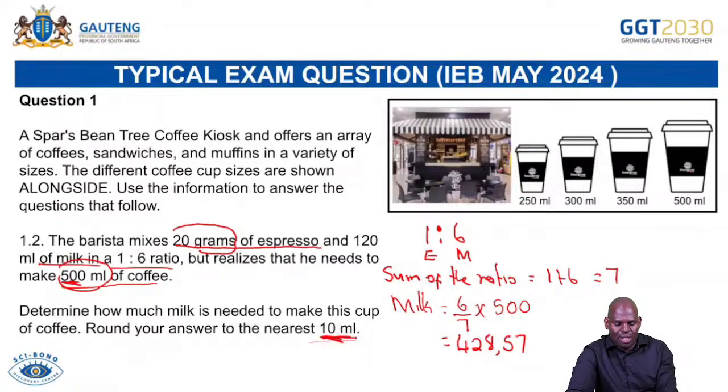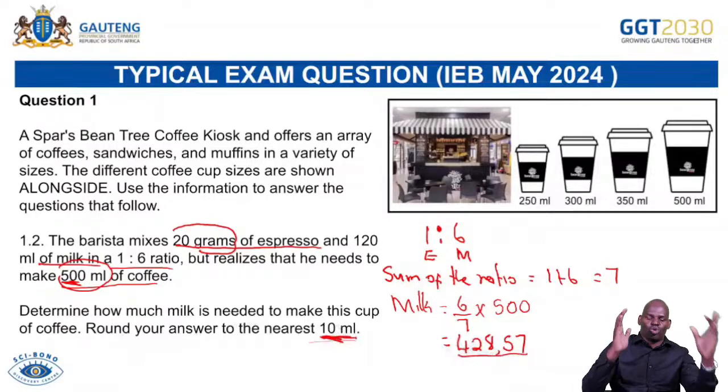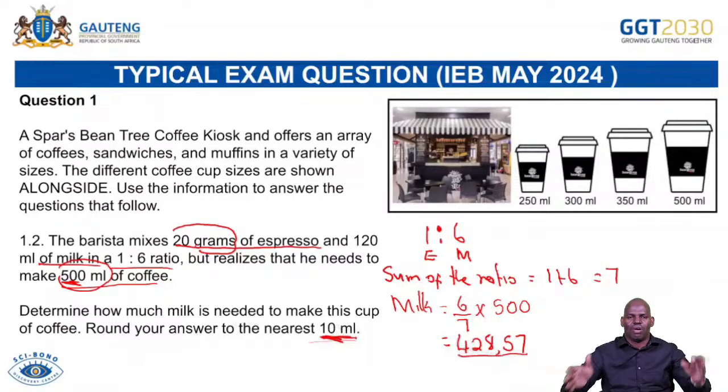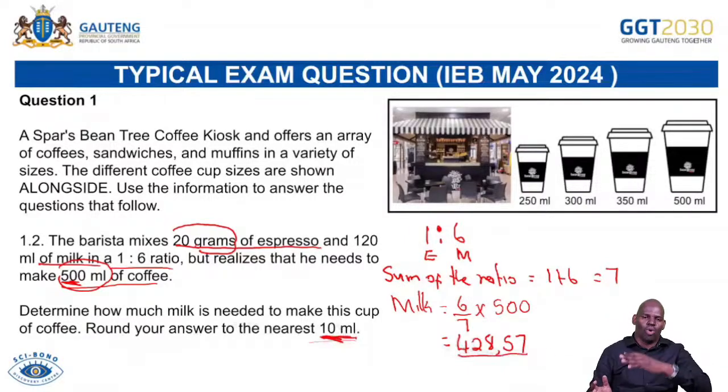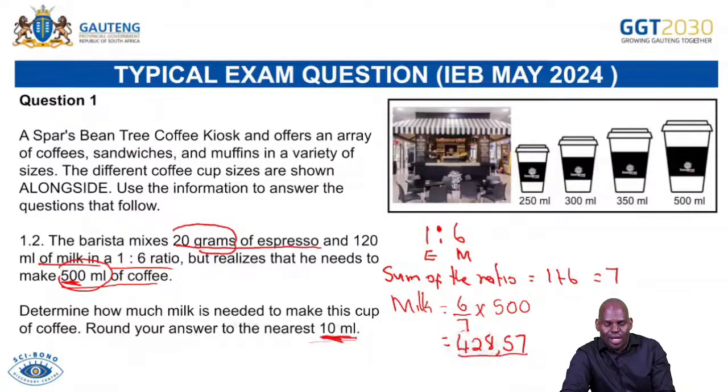To the nearest 10 milliliters means the answer must be the nearest number that is divisible by 10. So if it's 428, 428 is between 420 and 430. But is it closer to 430 or closer to 420? We know that 428 is actually closer to 430. So therefore, if we round it up to the nearest 10, it's going to be 430.